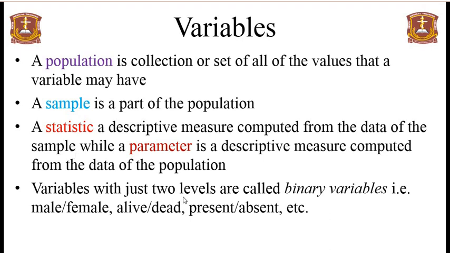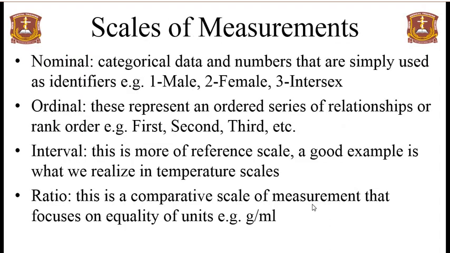Now, variables with just two levels are called binary variables, like in the cases we have male, female, though of late governments are accepting another gender referred to as intersex. Now, we also have alive or dead, okay, present or absent. Those are binary variables, and many others which you can tell during the time when you are reading this. You can also give your own examples.